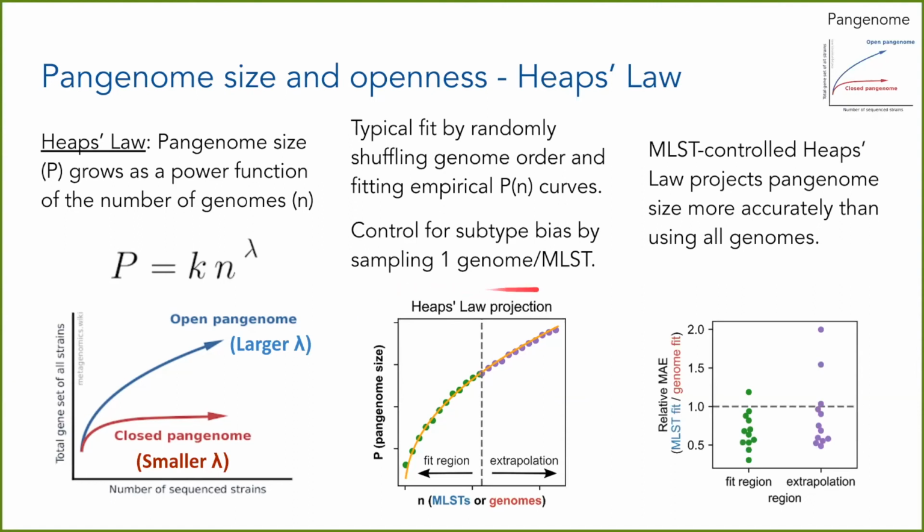Ultimately, we find that this MLST-controlled Heaps' law tends to predict the pangenome size more accurately than using all of the genomes in a majority of cases. Specifically, in 9 out of the 12 organisms we looked at, the MLST-controlled approach more accurately predicted pangenome size. Of the three cases where it underperformed the all-genome approach, one case was essentially a tie in performance, and the other 2 cases corresponded to organisms that had a good initial distribution of genomes from a subtype perspective.